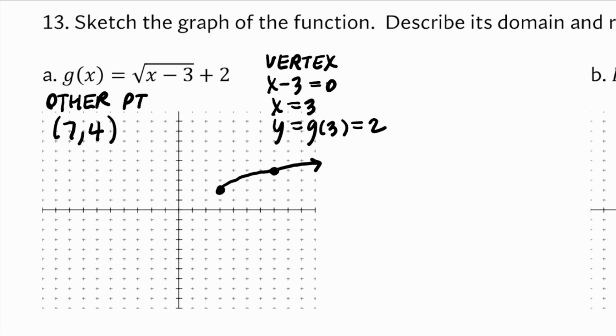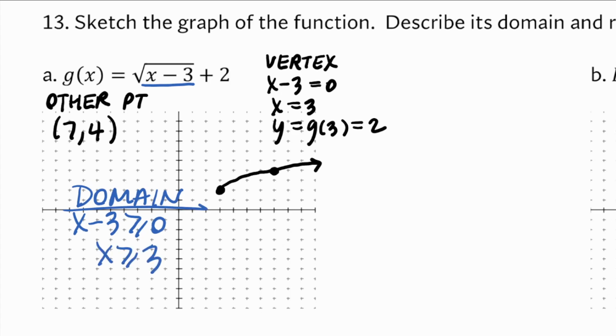Describe the domain and range. Okay, well, now that I've already drawn the graph, it's pretty plain to see, but I think it would be good for me to go back in and say, okay, the domain is what are all the x's I'm allowed to put in. Well, I'm allowed to put into a square root any number that's greater than or equal to 0. And so if I solve that inequality, I get x is greater than or equal to 3. Well, that makes sense, right? Because I'm seeing that this graph only exists at and to the right of x equals 3.